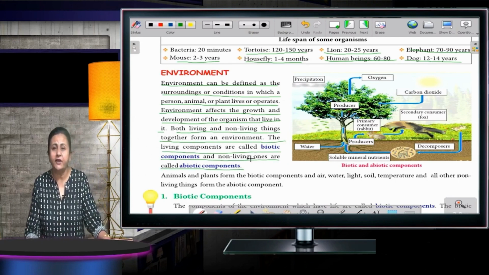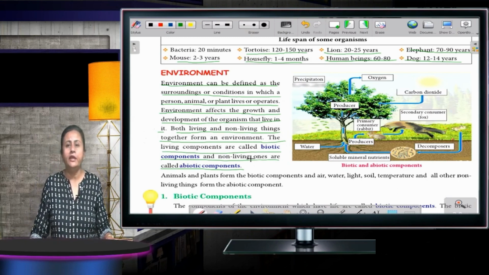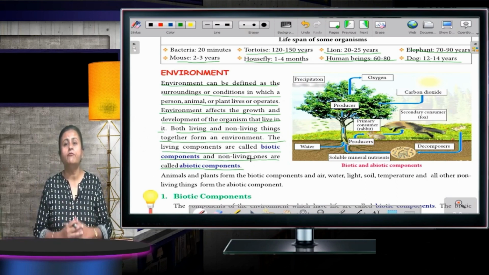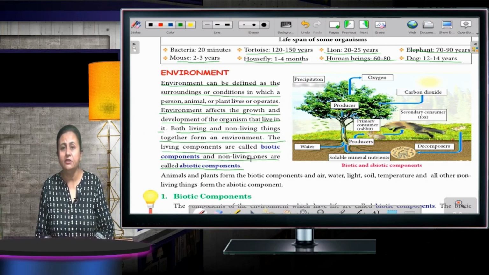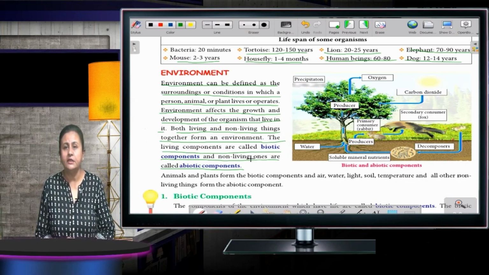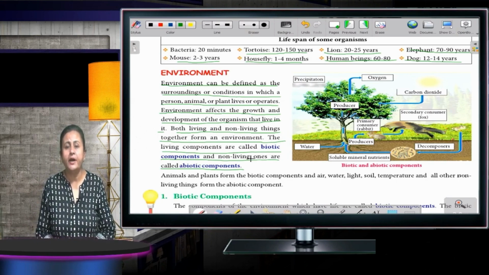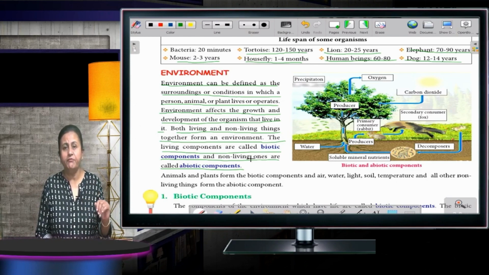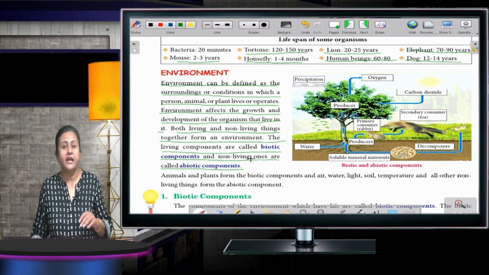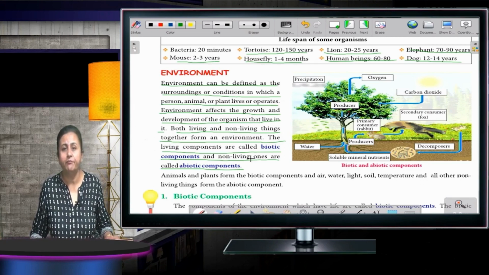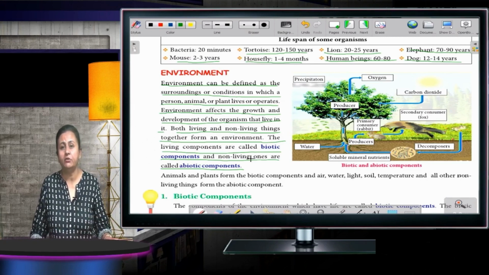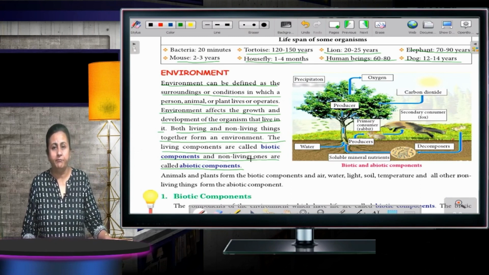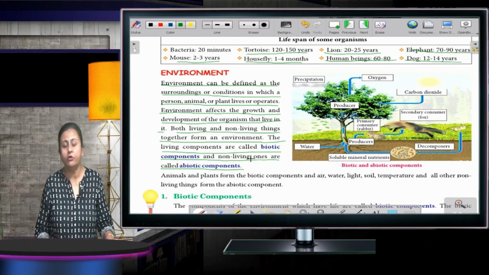Children, if I talk about environment, both living and non-living things together form an environment. The living things, like plants and animals, form biotic factors. They are known as biotic components. Biotic means which have life. Animals have life, plants have life. If I talk about abiotic, that means which do not have life. Abiotic are non-living and biotic on the other hand is living. Okay, now we start with biotic components.